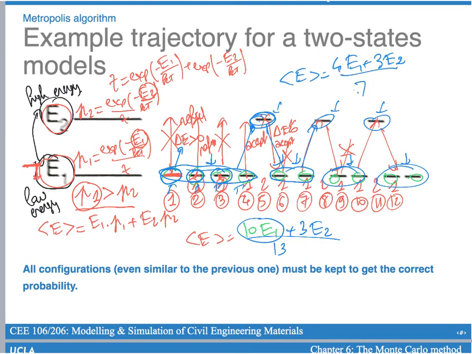So you would get a number divided by 7, which is not the right number, because you are neglecting the fact that if you try to escape from state 1 but the move is refused, you need to count state 1 twice. You need to count it 3 times, 4 times. You need to count it as many times as you are trying to escape from this configuration and the move is refused, because the fact that the system is staying in this configuration means that this configuration is more probable, more likely, and then you need to count it more when you calculate the average of the properties. So it's important to keep all the configurations. Even when they are refused, you still need to count the former configuration several times in order to take that into account.